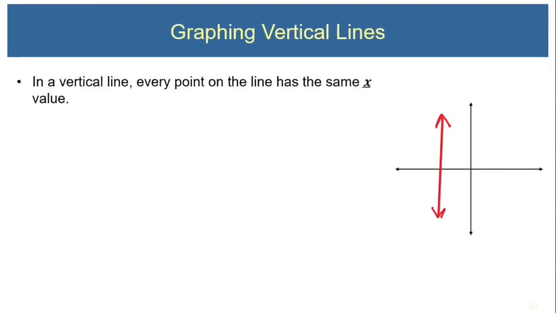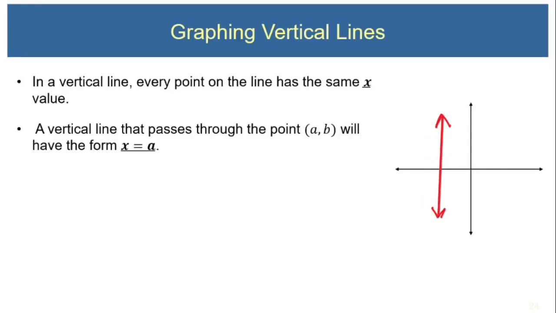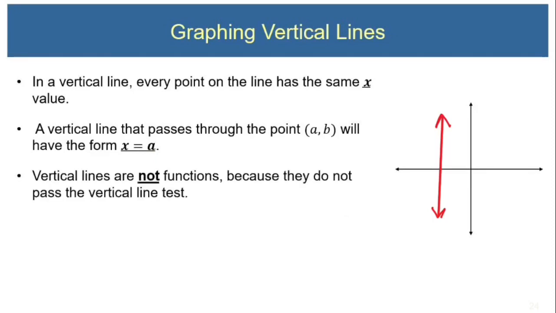Now for a vertical line, every point on the line has the same x value. If you have a completely vertical line that's going straight up and down, every point on that line will have the same x value. A vertical line that passes through the point A, B will have the form x equals A because all of the x coordinates are the same.